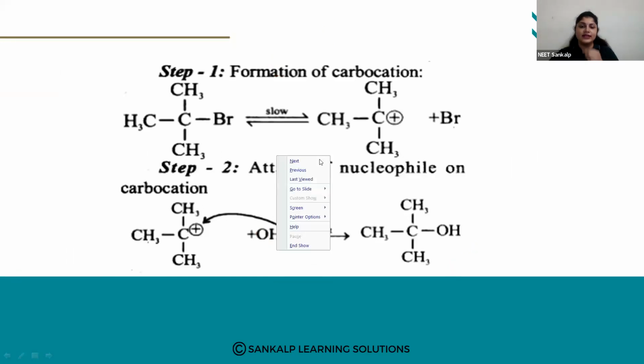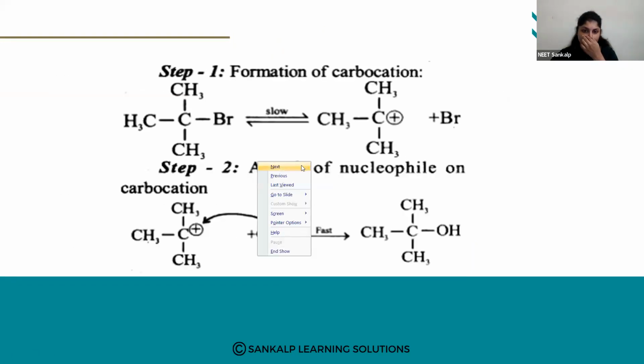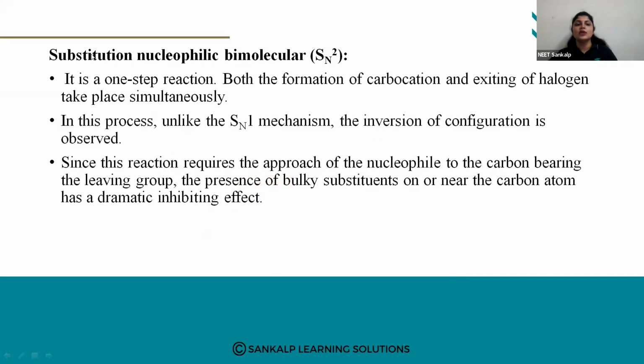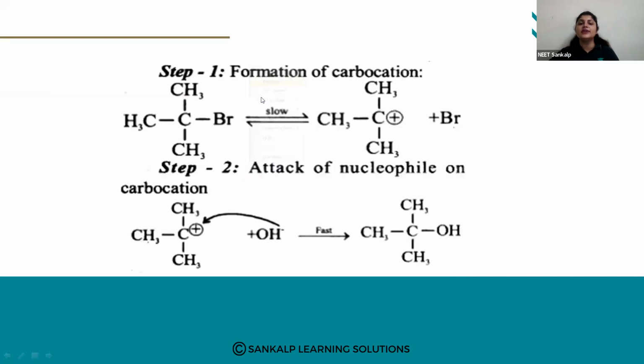So next is the SN2 reaction. We'll go for the SN2 reaction now. So what is SN2 reaction? Substitution, nucleophilic, bimolecular. Now the first one was unimolecular. Why? Because the rate of the reaction depends only on the substrate. So the rate is directly proportional to the substrate.